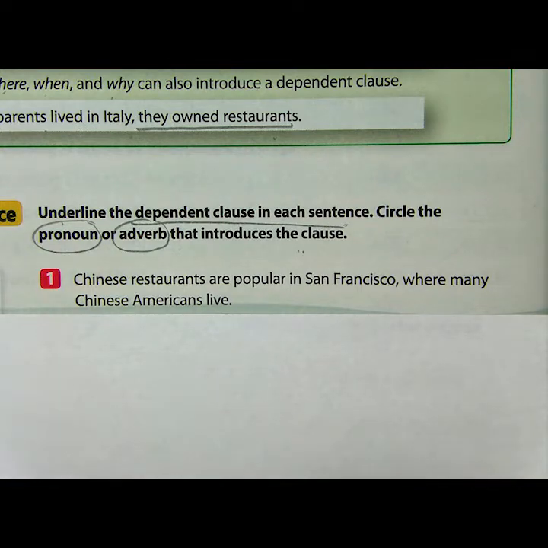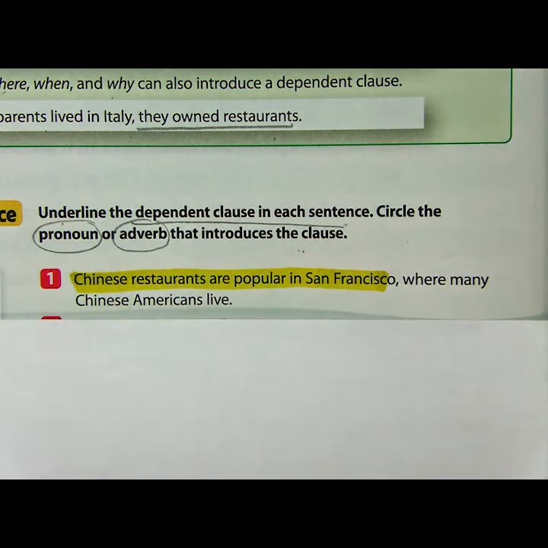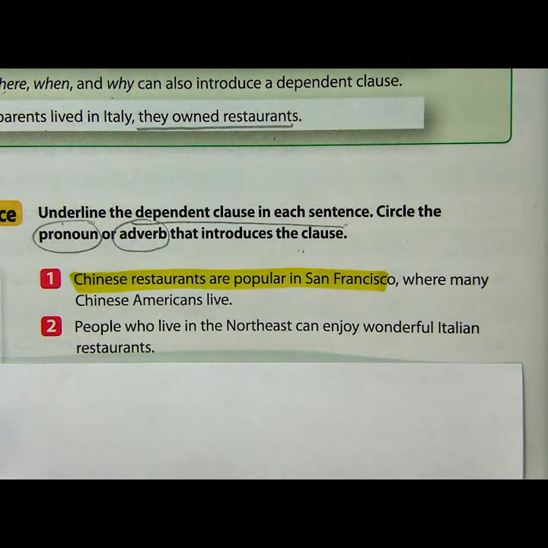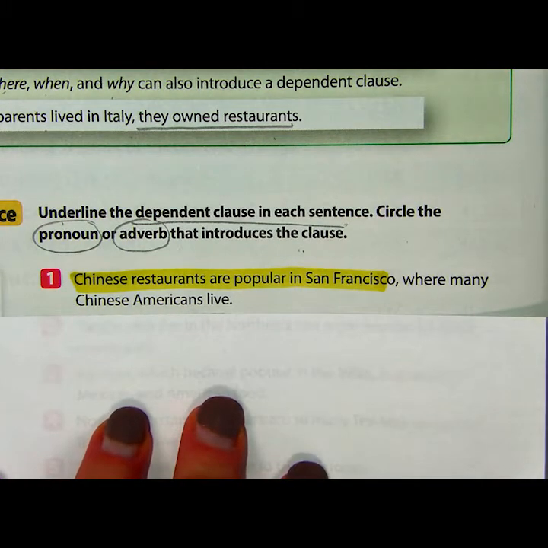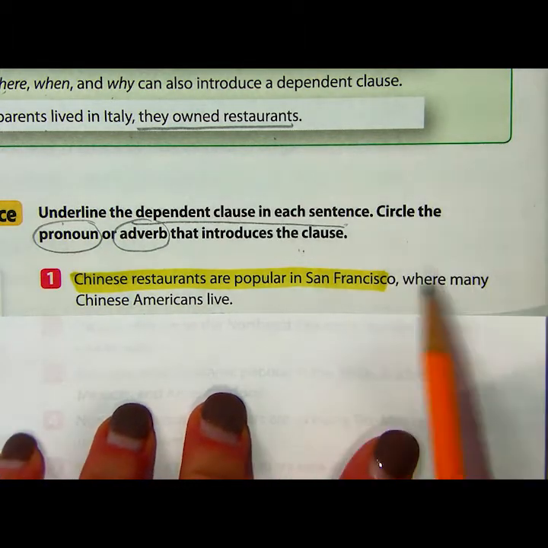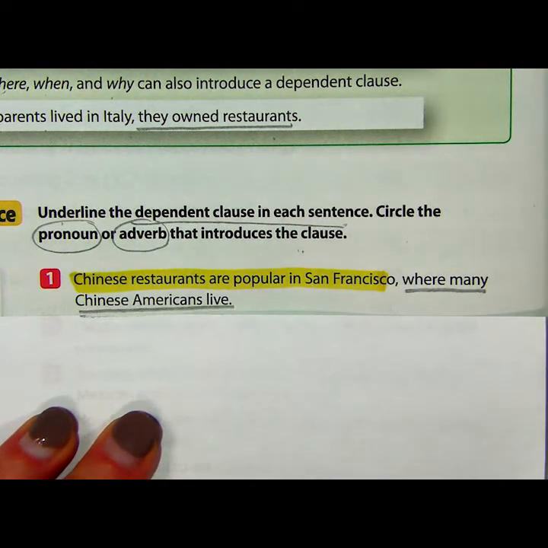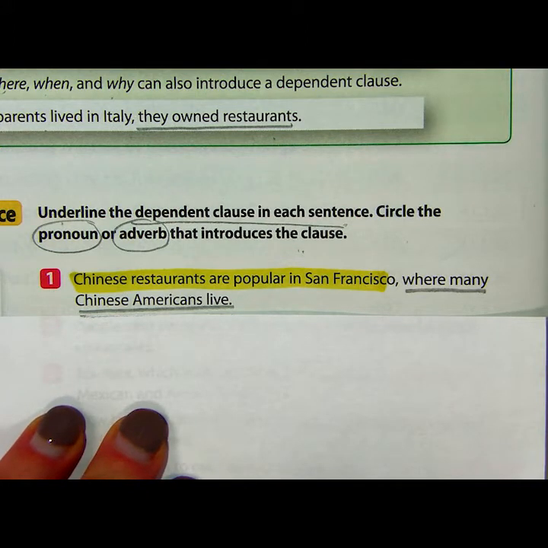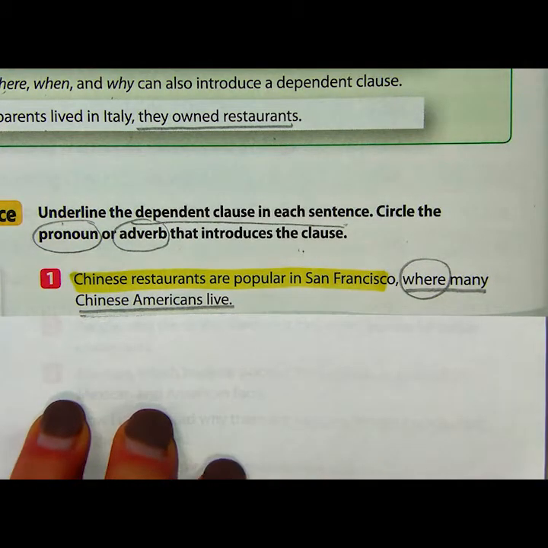Right, the main clause is that Chinese restaurants are popular in San Francisco. Now, the dependent clause, remember, tells us just a little bit more about that main clause. So what else did we learn about these Chinese restaurants in San Francisco? Right, where many Chinese Americans live. There is a pronoun. Can you find it? That's right, the word where. Let's look at example number 2.